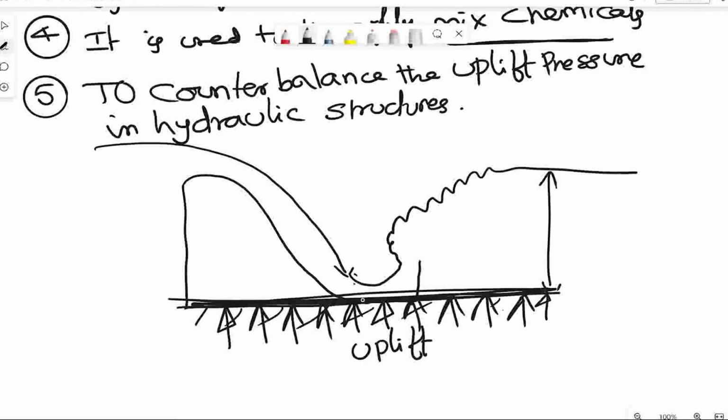Now, because of the hydraulic jump, there is a large quantity of water on the other side. So this weight of water will be acting downwards, while uplift is acting upwards. Because of that, it is counterbalancing it. So that's why the effect of uplift pressure is reduced. So these are the applications.